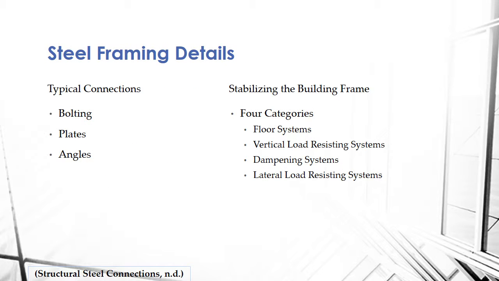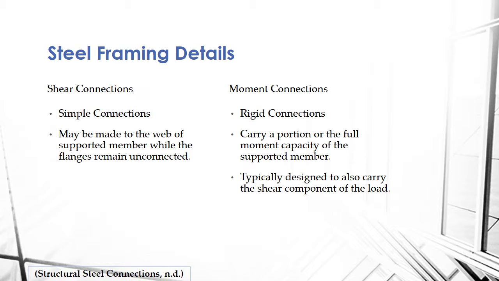Steel framing details, so the typical connections, bolting, plate, angles, as stated earlier. Stabilizing the building frame, 4 categories: floor system, vertical load resisting systems, dampening systems, material load resisting systems. Shear connections, simple connections may be made of the web of the supported member while the flanges remain unconnected. The moment connections, their rigid connection, carry a portion or the full moment capacity of the supported member, typically designed to also carry the shear component of the load.